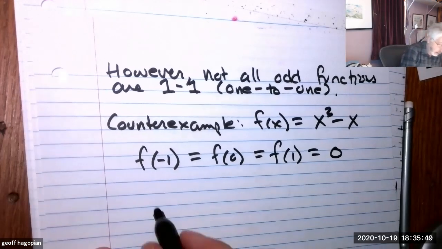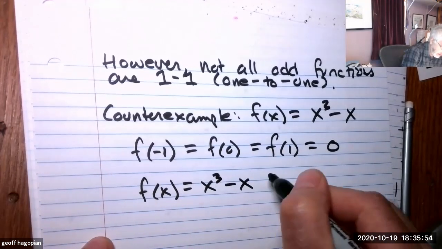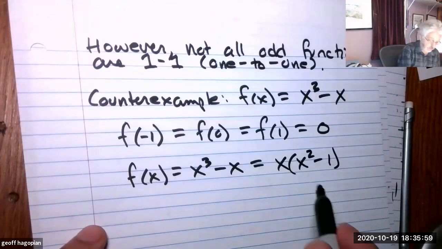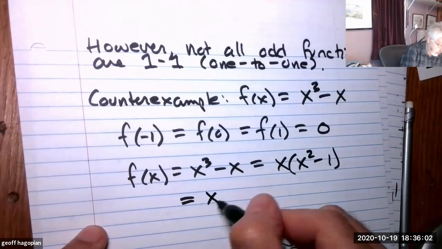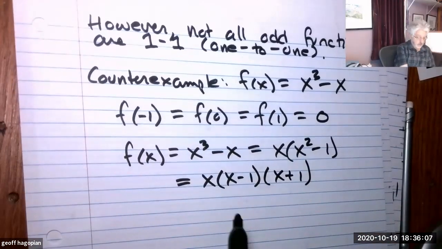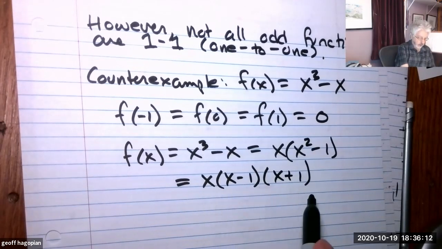Which you could see more clearly if we were to factor this, right? F of x equals x cubed minus x. You can factor out an x, right? And then you've got a difference of squares, which you can factor. So that's x times x minus 1 times x plus 1, right? You can see that it's 0 at 0, it's 0 at 1, and it's 0 at negative 1. Any one of those three values will make one of these three factors equal to 0. Okay, so we have three different inputs that produce the same output.